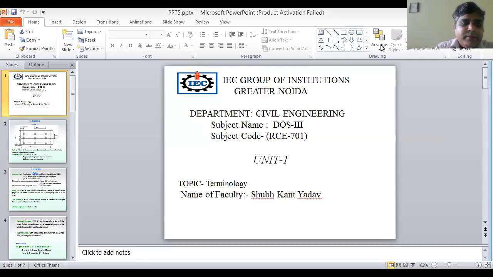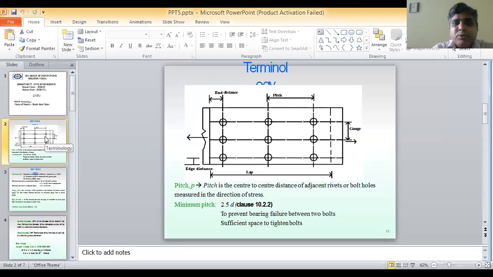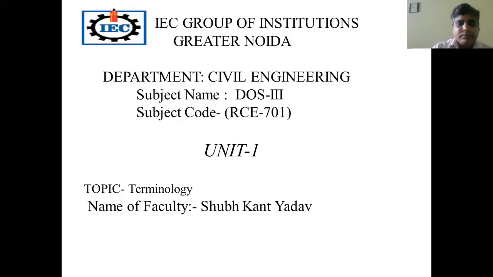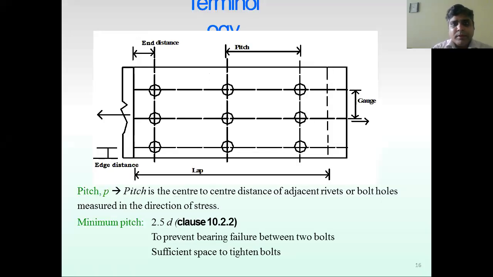Terminology. In this topic, we have discussed various types of distance. In the above diagram: pitch distance, edge distance, gauge distance.